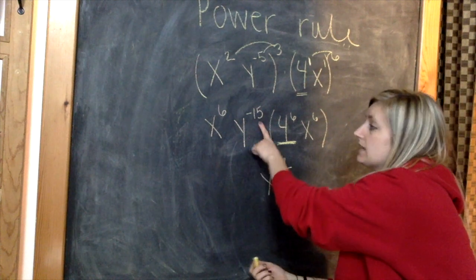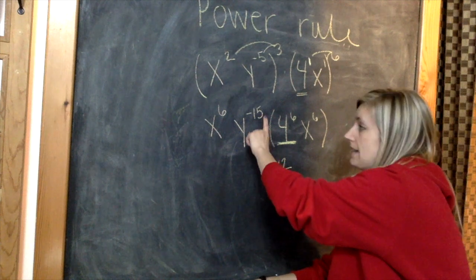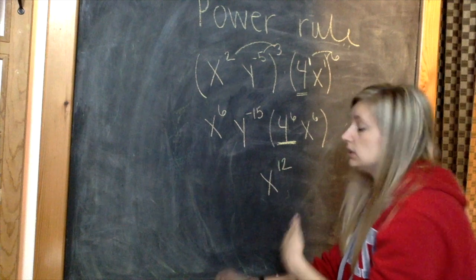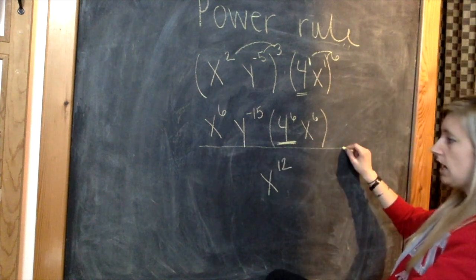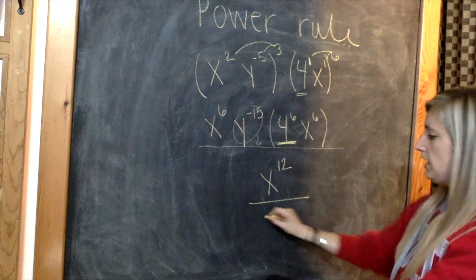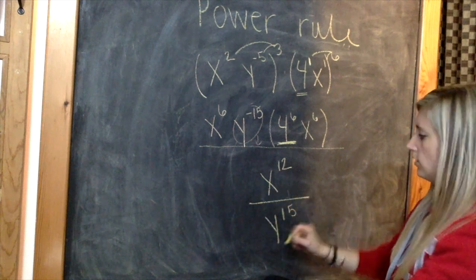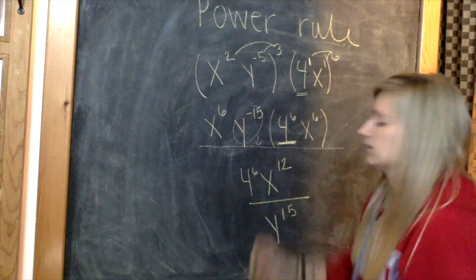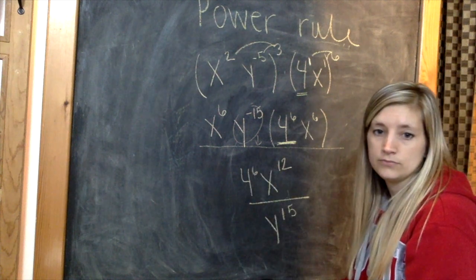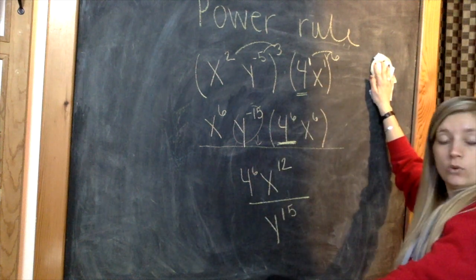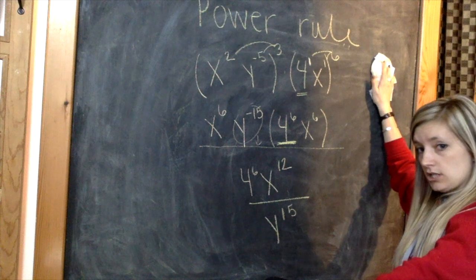But now I have y to the negative 15th. So in order to make this negative a positive, I have to flip it down. So right now you really only have the top. So if this would flip down, that means this would go underneath the x to the 12th. And then you just leave your 4 to the 6th up front. Okay? So let's try one more with another coefficient.